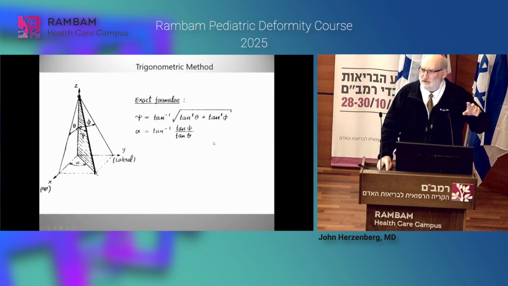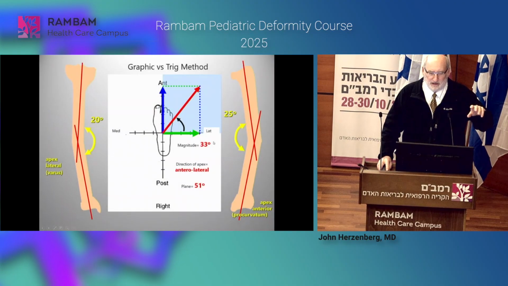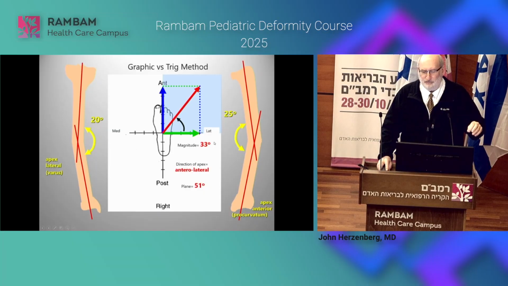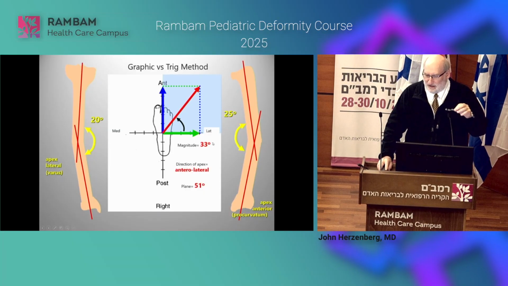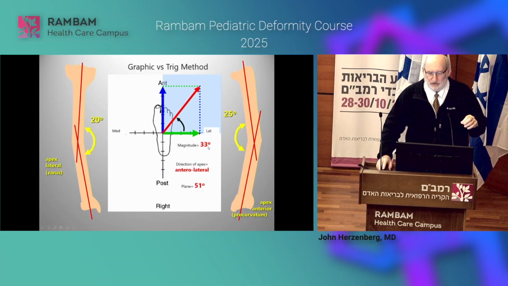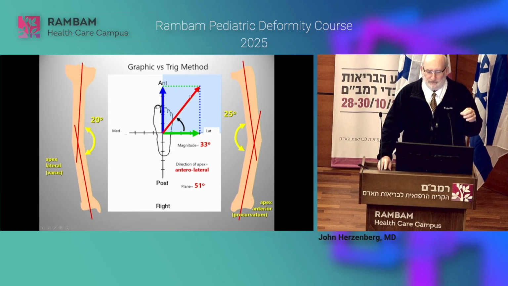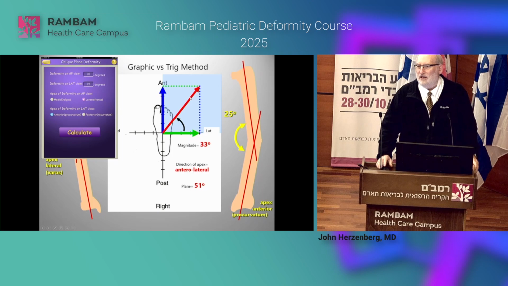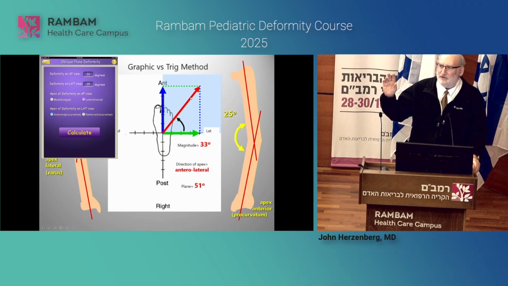But spoiler alert, you don't have to write down the formula. First of all, I'll just mention that the trigonometric method is the most accurate. Even though you got a certain value in the graphic method, the trigonometric method is the more accurate method. Now, who's got the multiplier app on their phone?